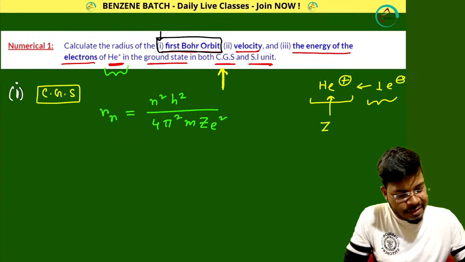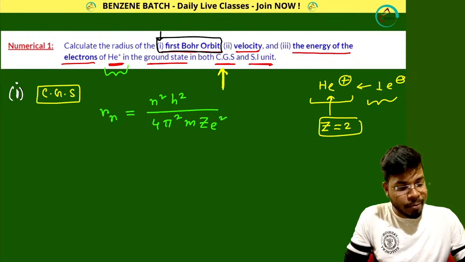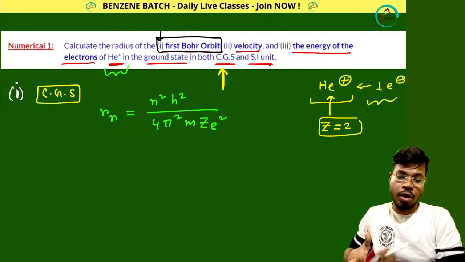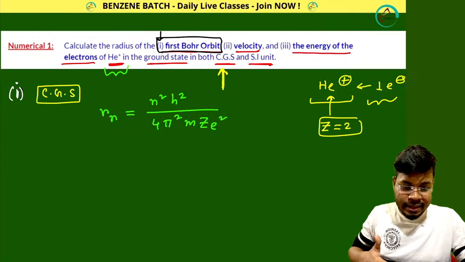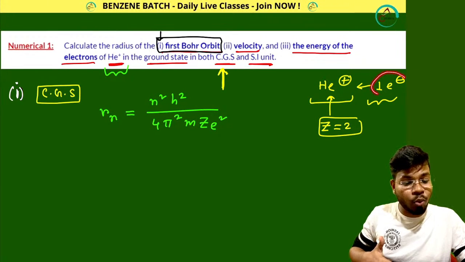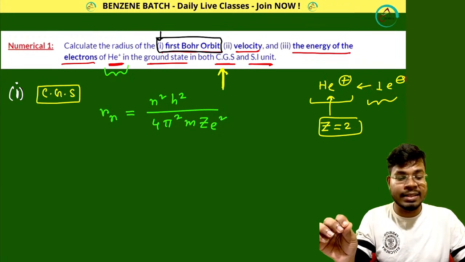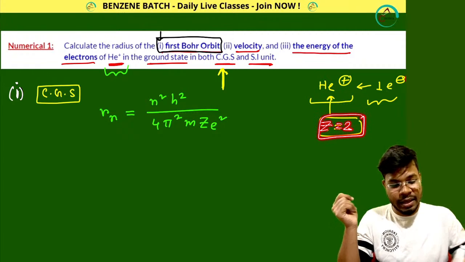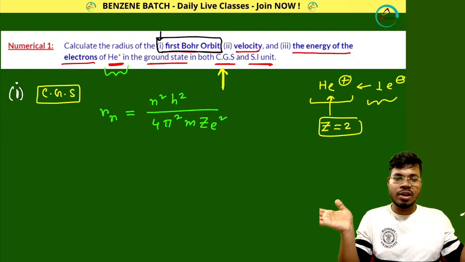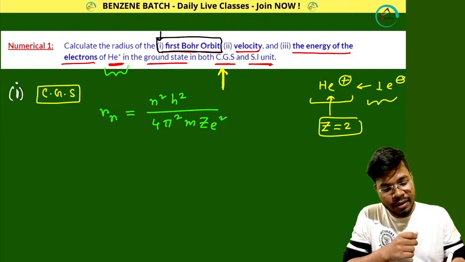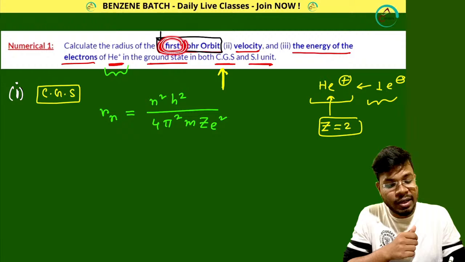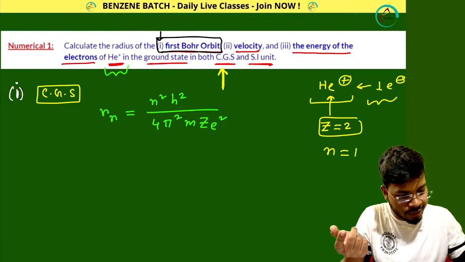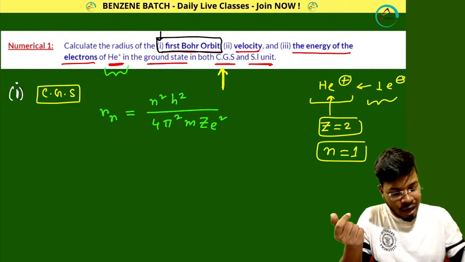In case of helium, Z value is equal to 2. Why? Because in case of helium, the number of electrons is 2 and the number of protons is 2. But in case of helium plus, the number of electrons is 1, but the number of protons is not changing. Number of protons is 2. So Z is the number of protons, that is 2. So these two things are generally variable, right? Now tell me, first Bohr orbit, they just wanted the first Bohr orbit, that means n equals 1. So you need to calculate the R1 value.